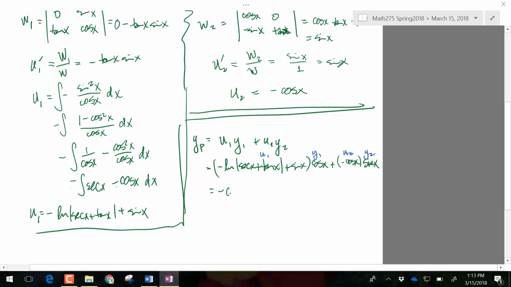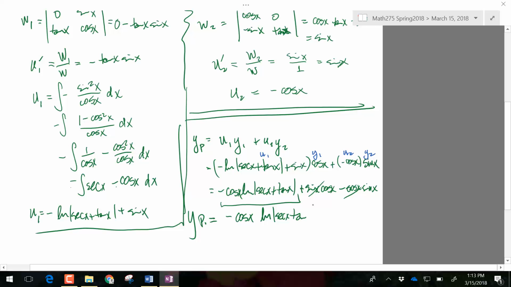And now we could do some simplifying as well. We have a negative cosine ln of secant x plus tan x. And then we have a positive sine x cosine x, and then we have a negative cosine x sine x, which will cancel. So it turns out that that thing goes away anyways. And so your y particular is going to just be negative cosine x ln of secant x plus tan x.